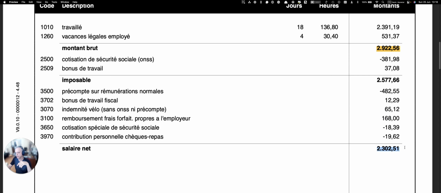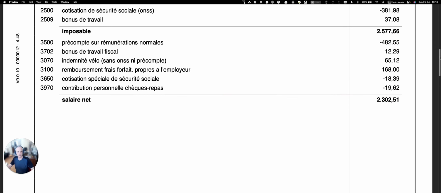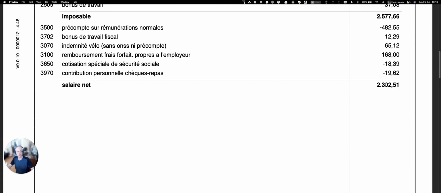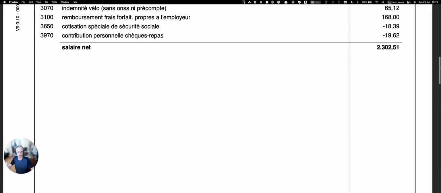And very often the net salary is the same as the net to pay. So the net to pay, if you go down a bit, is in this case the same. The net is 2,302.51, and what the person is getting is 2,302.51. So it's exactly the same.